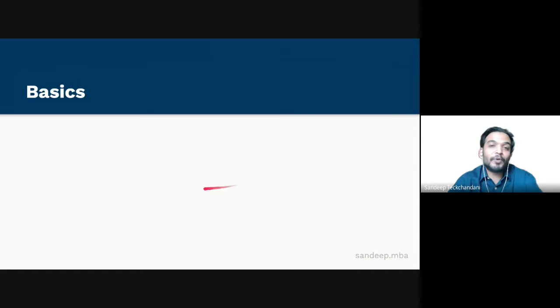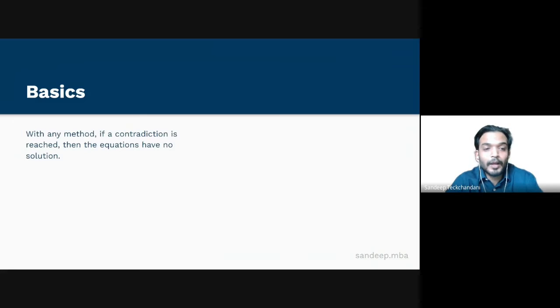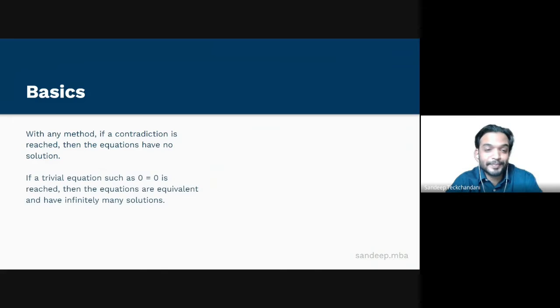Let's continue with more basics. There are several methods of solving two linear equations with two unknowns. With any method, if a contradiction is reached, then the equations have no solution at all. If a trivial equation such as 0 is equal to 0 is reached, then the equations are equivalent and have infinitely many solutions. Otherwise, a unique solution can be found.